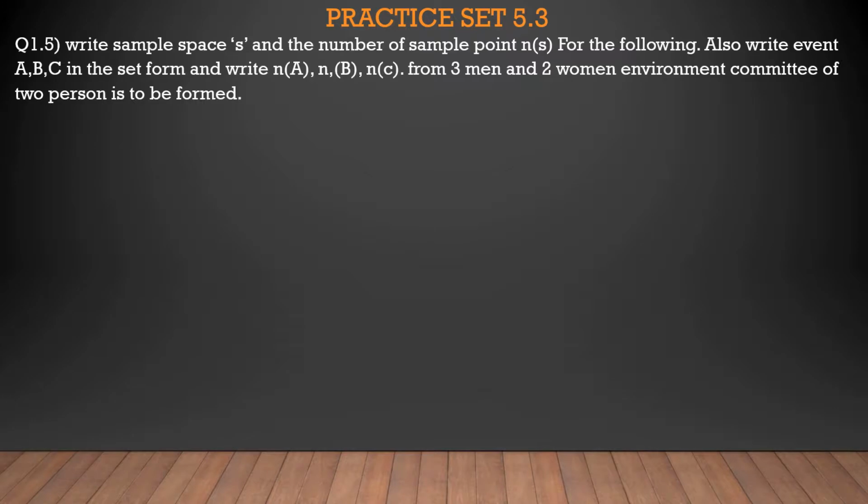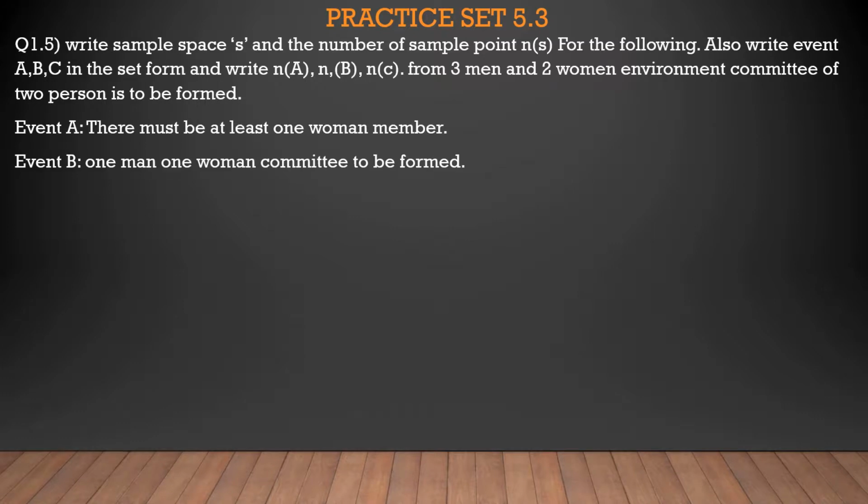Next is the fifth question. Write sample space S and number of sample points n of S for the following. Also write events A, B, C in the set form and write n of A, n of B, n of C. From 3 men and 2 women, an environment committee of 2 persons is to be formed. Event A is there must be at least 1 woman member. Event B is 1 man, 1 woman committee to be formed. Event C is there should not be a woman member.